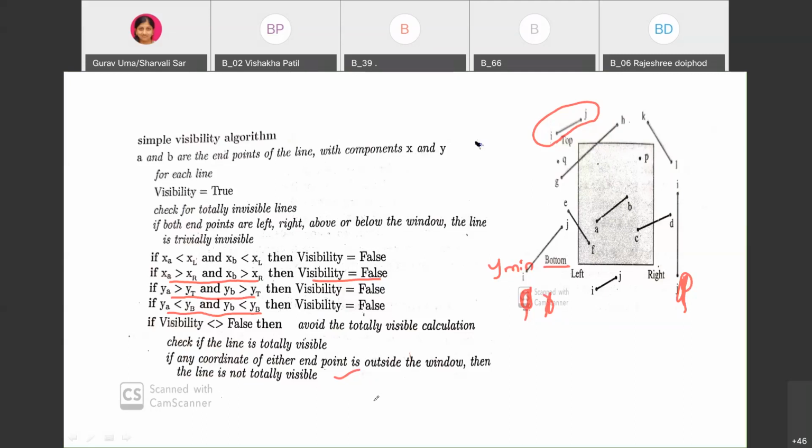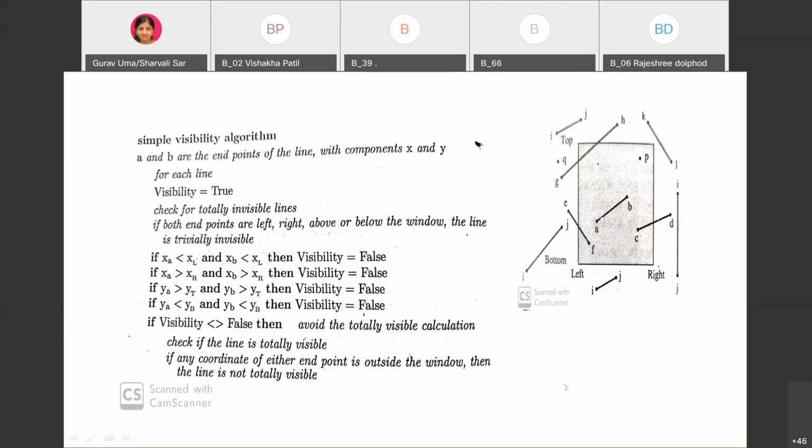Now consider this line CD. If some point is inside the window and some portion is outside the window, then in that case we cannot say the line is totally visible, right? What we will say is that the line is partially visible and partially invisible. So here, if any coordinate of either point is outside the window, then the line is not totally visible. So this is the simple visibility algorithm.